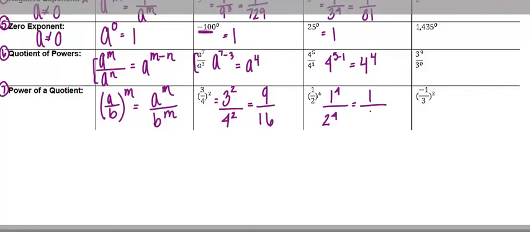Likewise, looking at example 2, I can go ahead and distribute that exponent. So I have 1 over 4, or I'm sorry, 1 over 4 divided by 2 to the power of 4. Okay, I can go ahead. 1 times 1 times 1 times 1 gives me 1. 2 times 2 times 2 times 2 gives us 16.